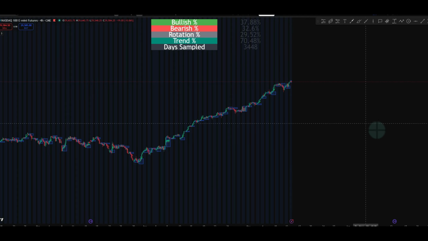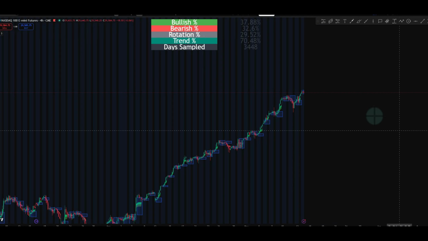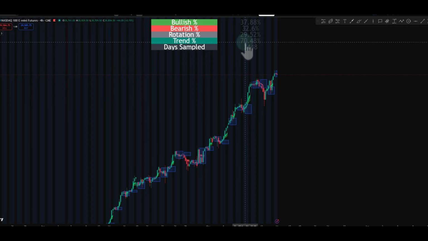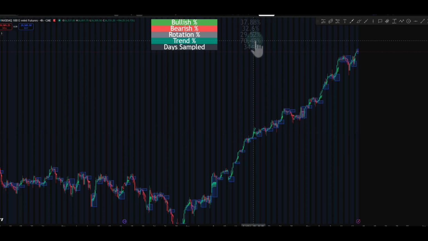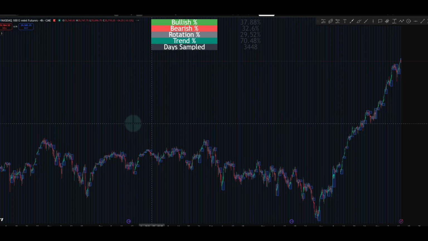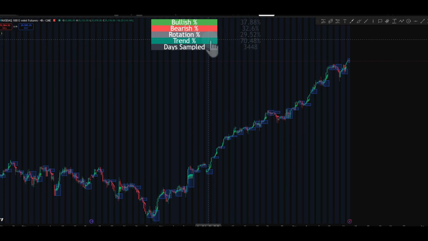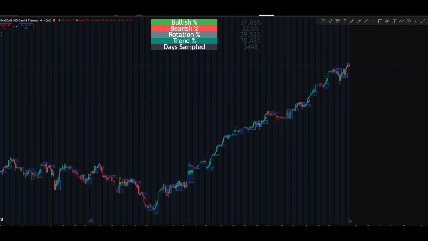So 70.48% trend and then rotational 29%. And we go off the 70. And that's on a daily basis. That's not overall, that's daily. It's finding and determining this information based on our zones.